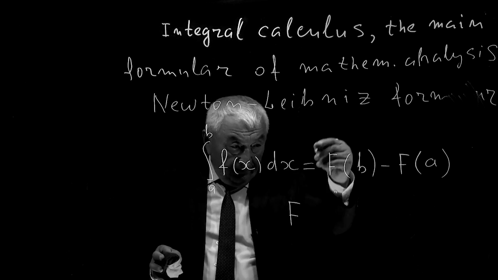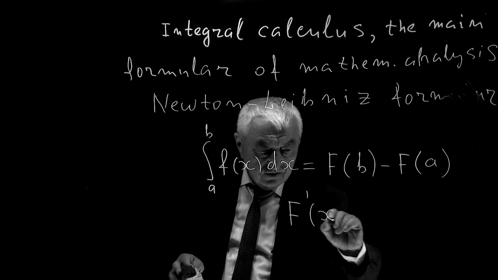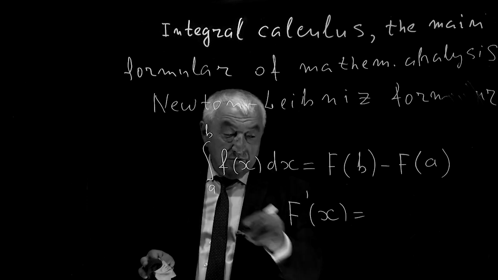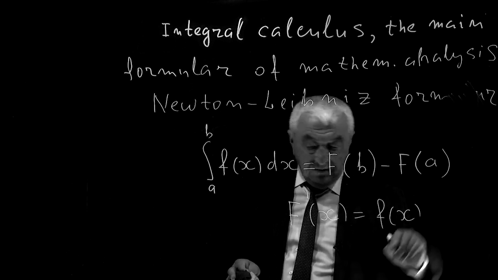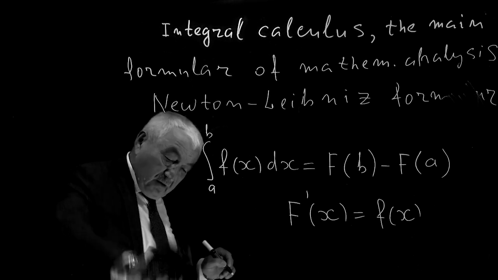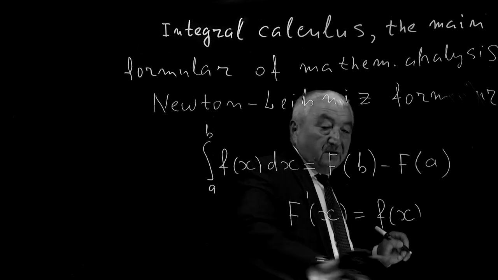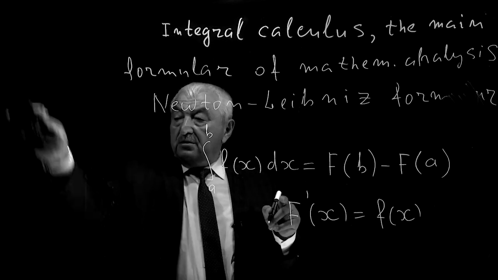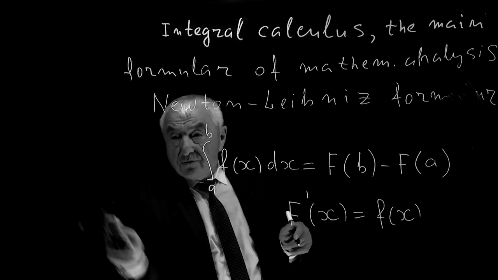The main property of this function: its first derivative is equal to the underlying function f of x. If you know the derivative of a function, it is possible to find the integral function. It is a reverse operation with respect to the derivative of a function.